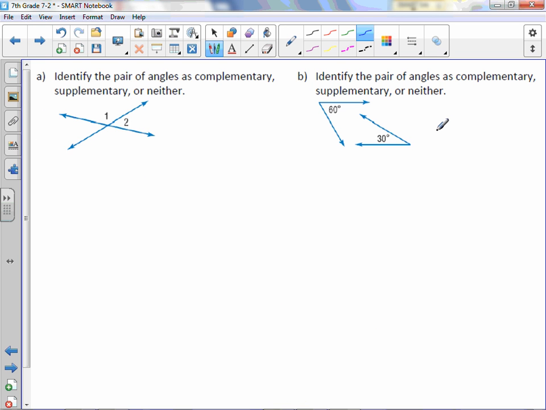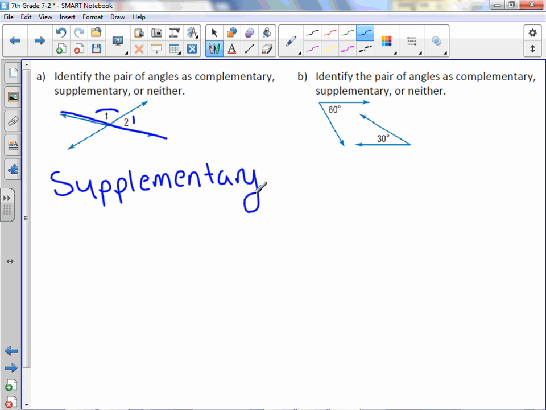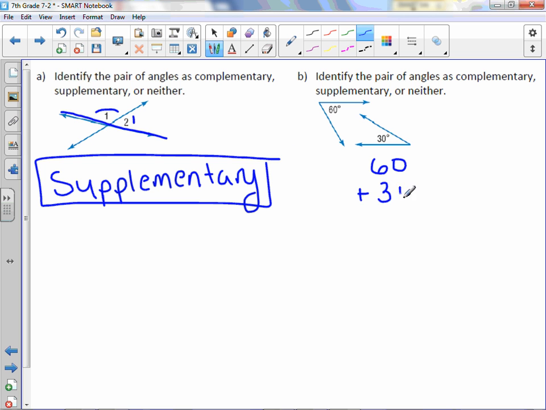Identify the pair of angles as complementary, supplementary, or neither. Now, angle 1 and angle 2 form a straight line. Therefore, they are supplementary. Letter B. This time we have measures, so let's add them up. 60 plus 30 is 90. Well, they form exactly 90 degrees, which means they are complementary.